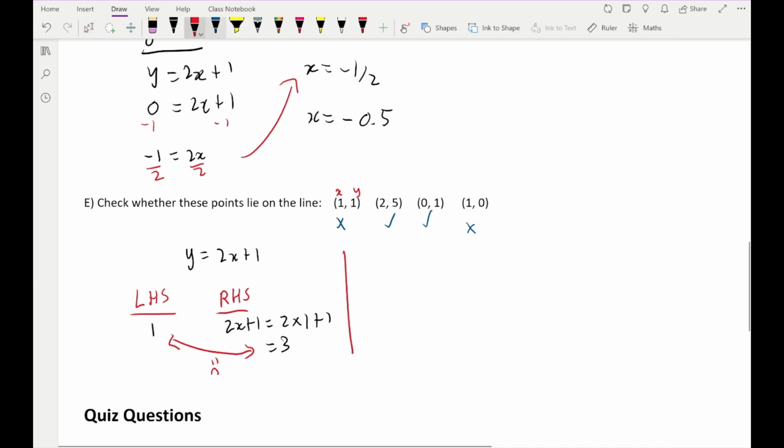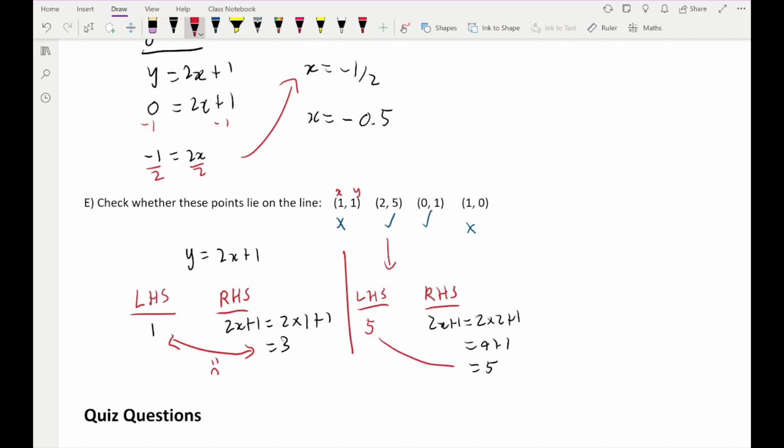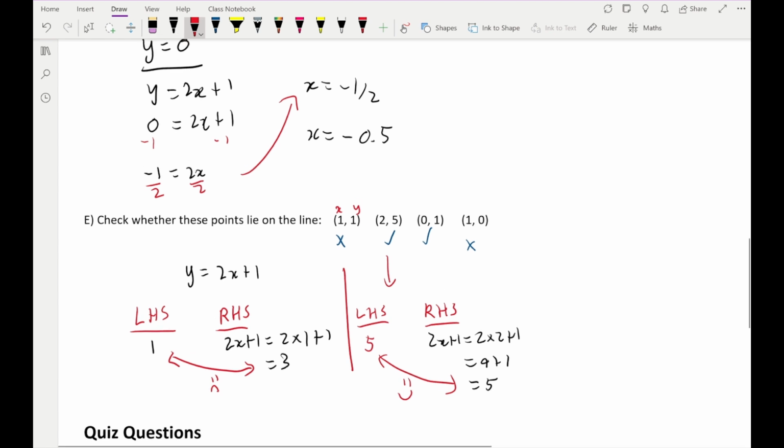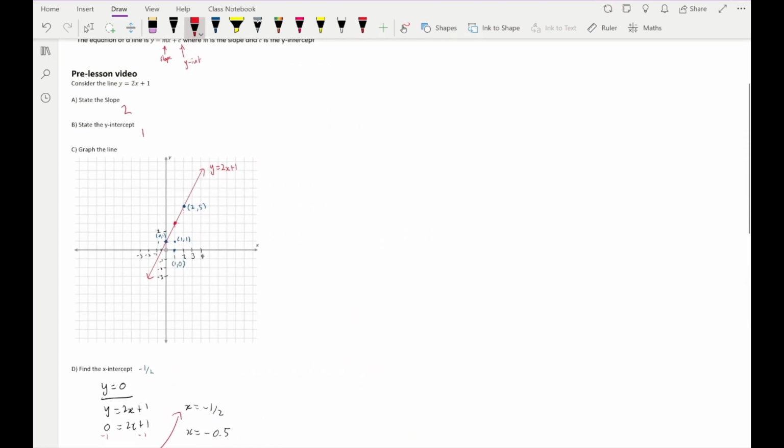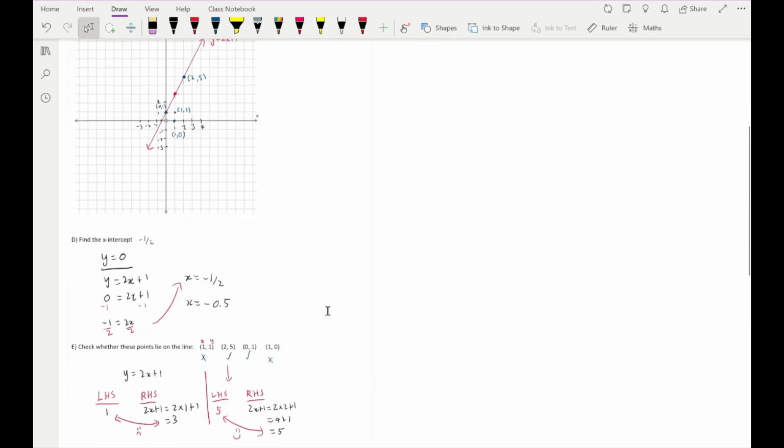Whereas if you have something like (2, 5), our left-hand side would be our y value, which is 5, and our right-hand side, it's supposed to be 2x plus 1, which is 2 times 2 plus 1, which is 4 plus 1. Oh my goodness, it's 5. Do these 2 points match, 5 and 5? Yep, they sure do. That's why (2, 5) lies on the line. So you can do it algebraically, and you can do it just by graphing it and having a look. There's a few ways around this. The main thing is slope, intercepts, and checking if points lie on lines.